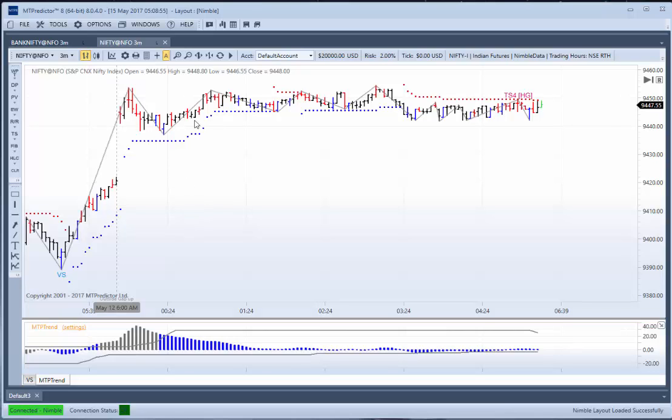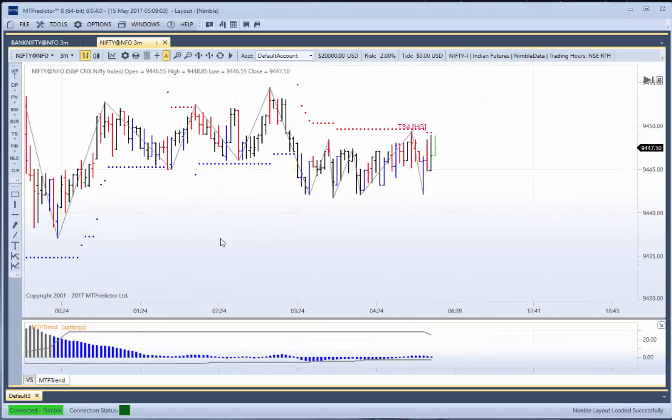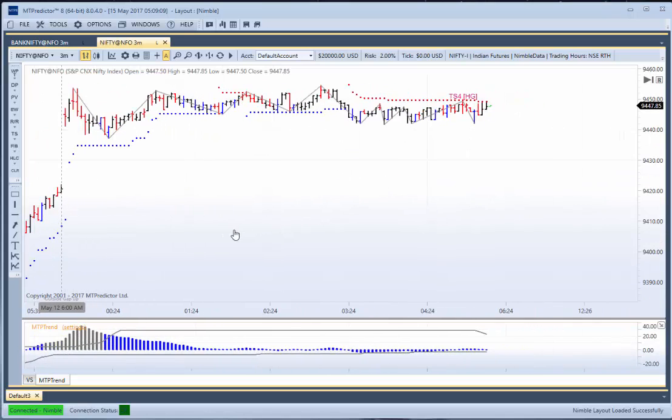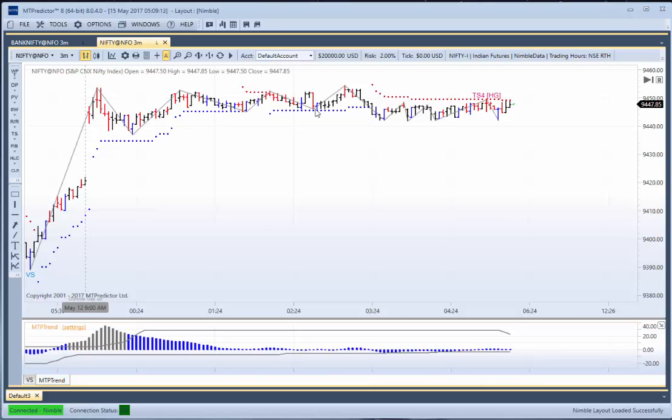So this is today, which is Monday the 15th of May, and as you can see, basically the market's chopped sideways. If I zoom in a bit, our MTP trend has indicated that the trend is up and blue, and quite frankly the Nifty's gone absolutely nowhere. You can see it's basically gapped up and just drifted sideways, and this is what markets do.